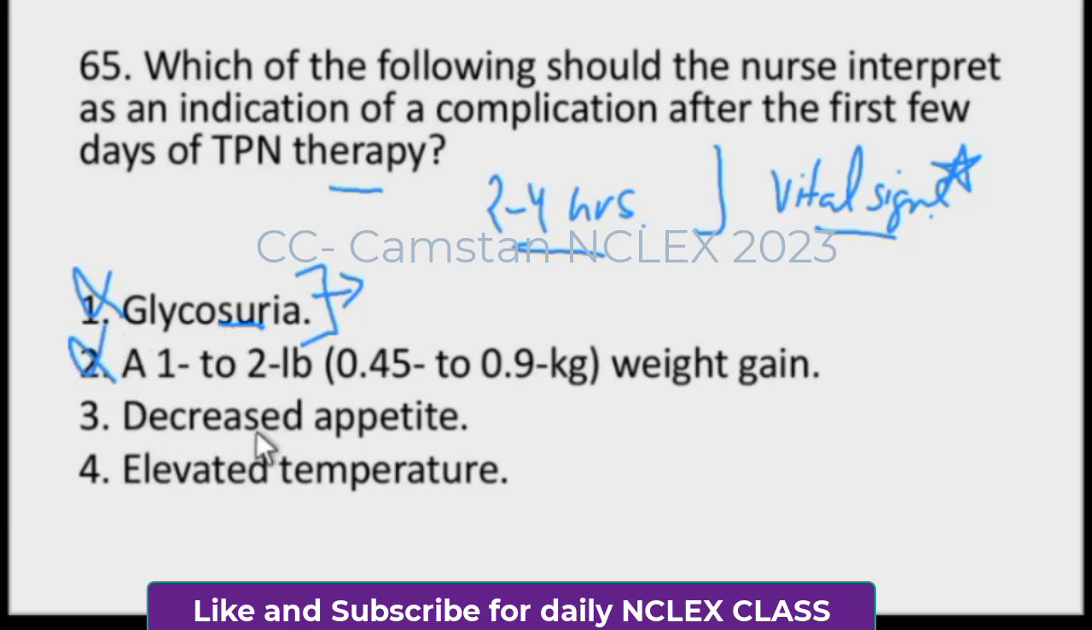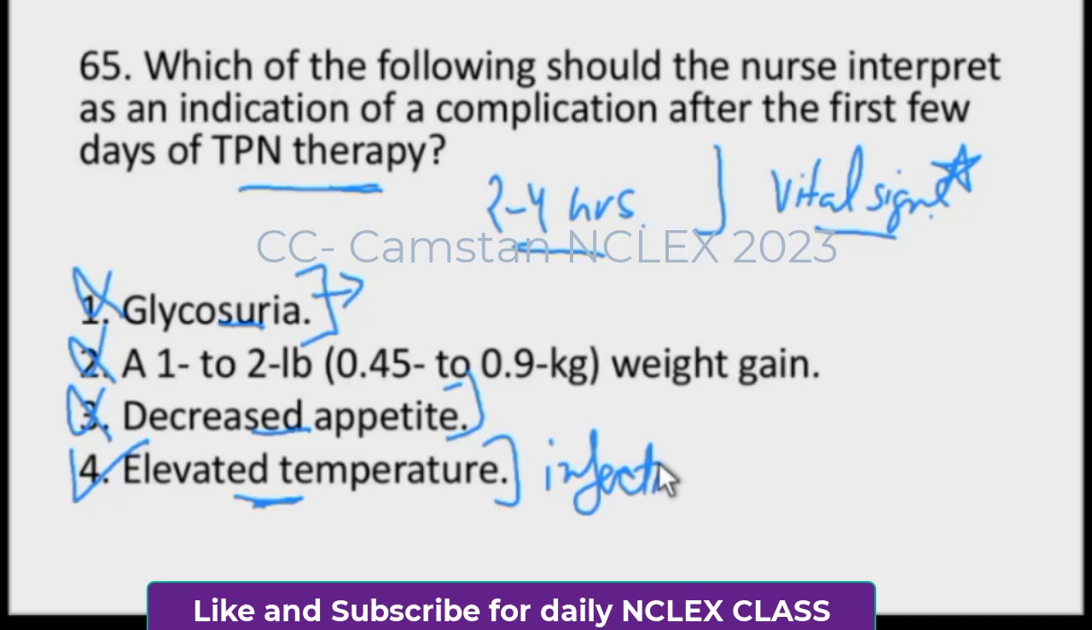Third is decreased appetite. Well, decreased appetite is quite normal after this TPN therapy. So this is also not the correct one. Fourth is elevated temperature. Elevated temperature can be an indication of an infection at the insertion site or in the catheter. So this option is correct because it indicates infection, which is a complication.